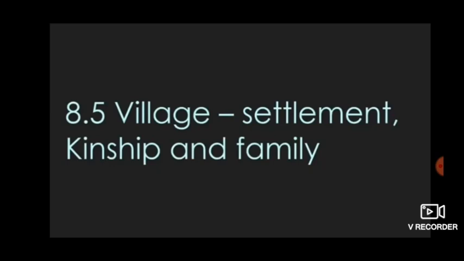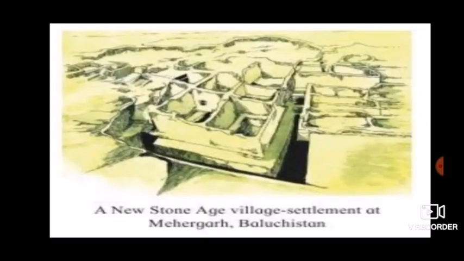Next is 8.5 Village settlement, kinship and family. Now, it appears from the plans of the houses and the village settlements that people staying there belonged to a single clan. Single clan means they were all related to one another. Thus, the entire village settlement was an extended family. That was a big family. People living in one house were close relations, but they were also members of the extended village family.